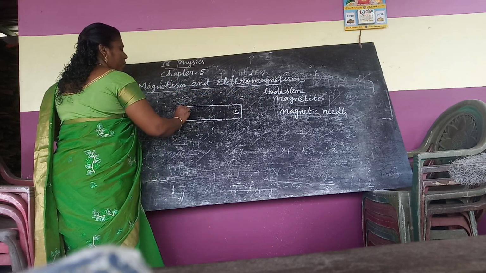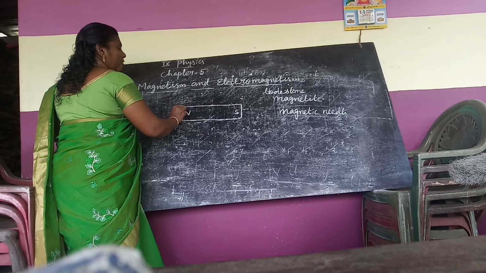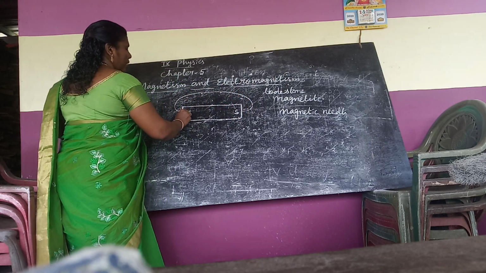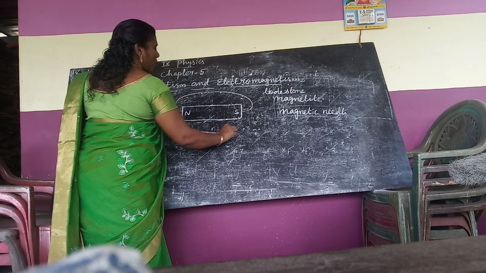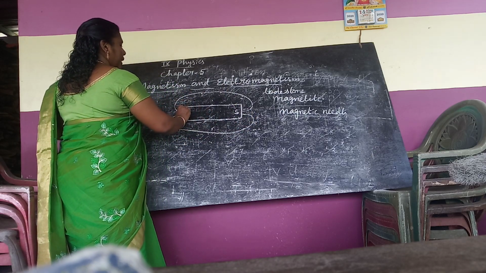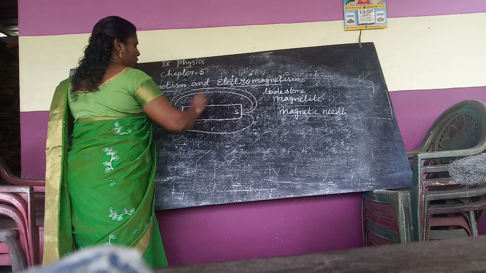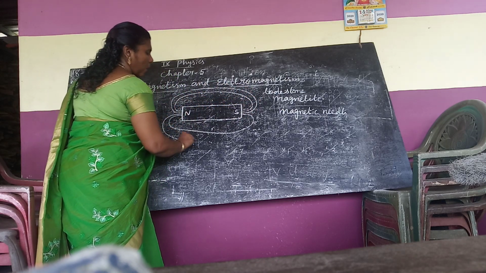The magnetic lines of force always start from the north pole and end at the south pole. Here also they start at the north pole and end at the south pole. The next line also starts at the north pole and ends at the south pole. Here also.